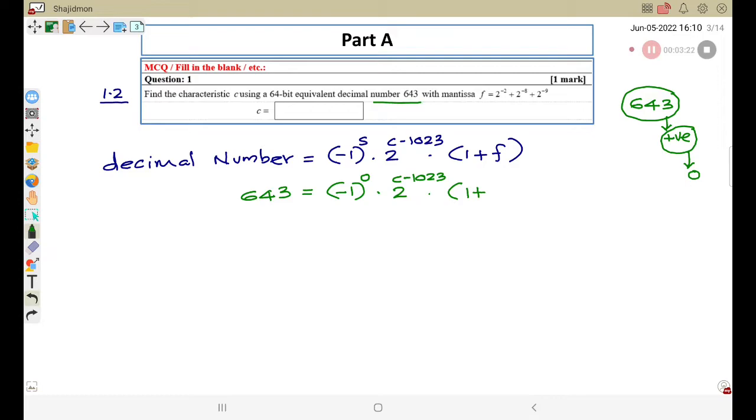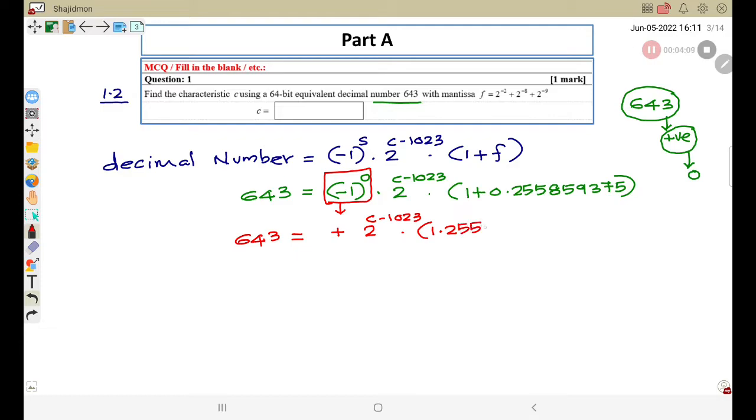If you change that into decimal, you will get 0.255859375. You can just enter it in your calculator and you will get this number. Now we are going to simplify this. 643 equals (minus 1) power 0. As I told you, minus 1 power 0 means positive, so no need to enter it in your calculator. Now multiply by 2 power (c minus 1023), multiplied by 1 plus that number, which is 1.255859375.